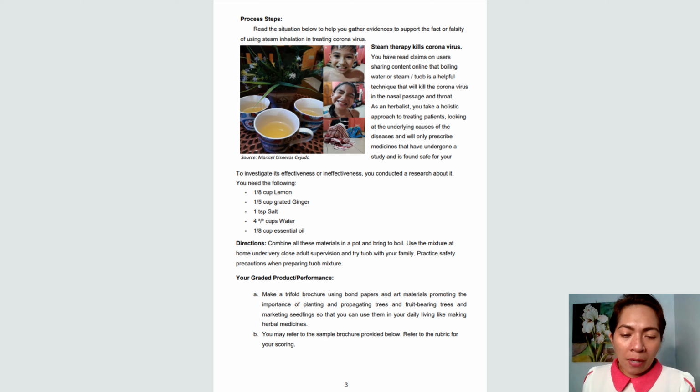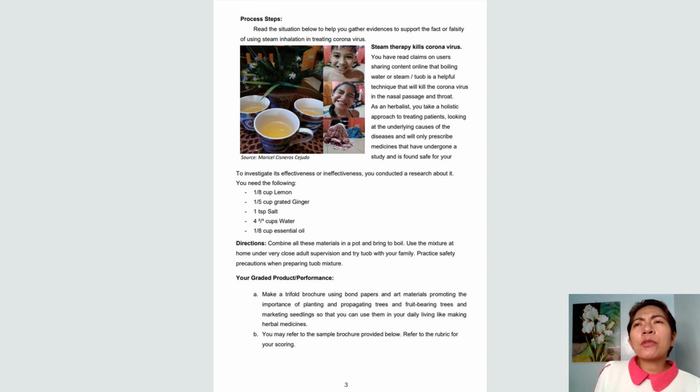conducted a research about it. Okay, so dapat pala you conduct a research about it. So you conduct. So you need the following. This is the materials, or these are the materials needed for the tuob. 1/8 cup lemon, 1/5 cup grated ginger, 1 teaspoon salt, 4 1/2 cups water, and 1/8 cup essential oil.